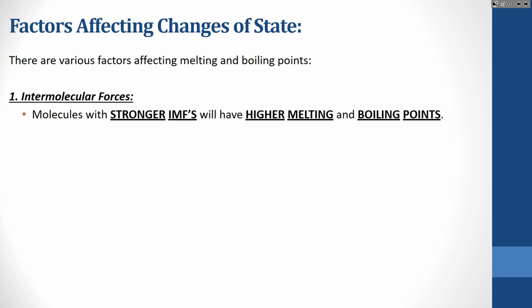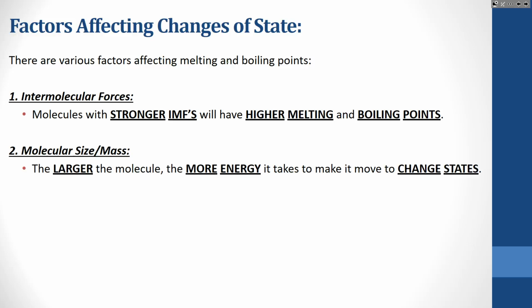Factors affecting changes of state. So what will affect the temperatures that things melt or boil at? The first thing is the intermolecular forces, and that's probably the biggest one. Remember, in order to melt or boil, you have to overcome those intermolecular forces. So high melting points and boiling points usually mean that there are strong intermolecular forces.